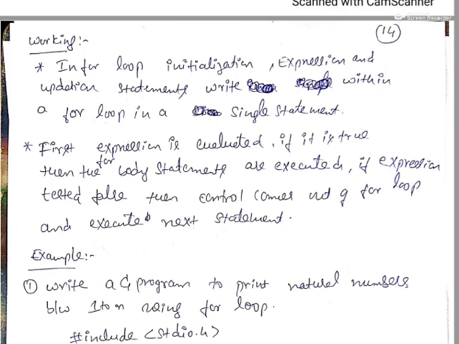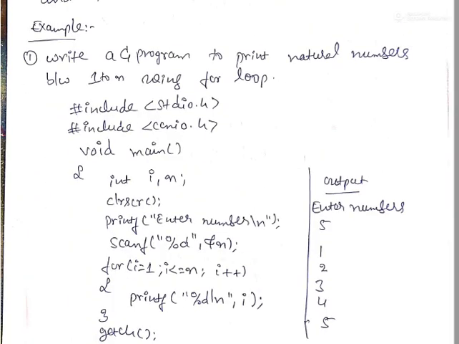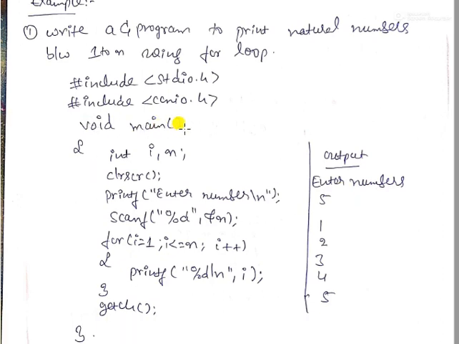Next we start writing programs using this for loop. Your first program is the same program: a C program to print natural numbers between 1 to n using for loop. We wrote the same program in while loop and do while also. Here we need to take only one input, that is n, since they are asking 1 to n. If they asked 1 to 10 then there is no need to take input. Here they mentioned n, and we don't know the n value, so we take input.